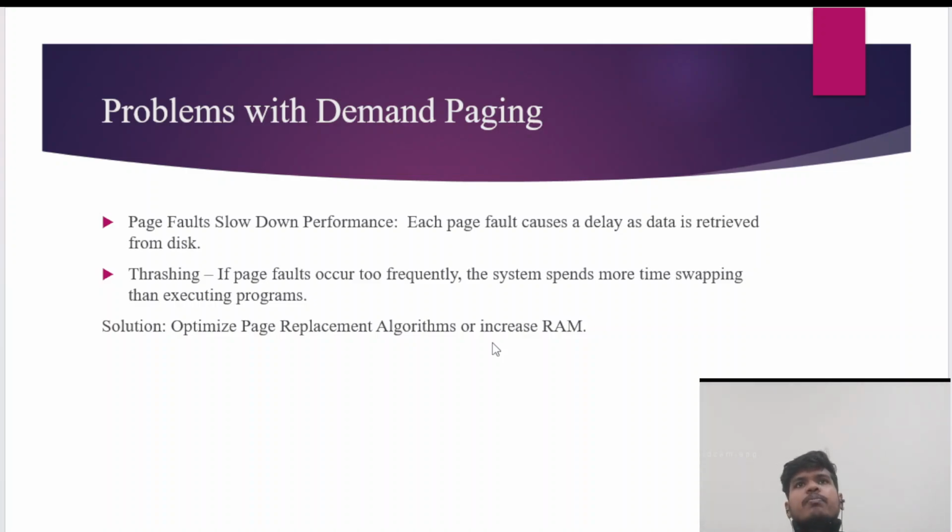Let me take you back to that restaurant. Imagine a chef who forgets ingredients and keeps running to the store instead of cooking. If this happens too often, customers must wait longer for the food. Similarly, too many page faults will slow down the entire system.